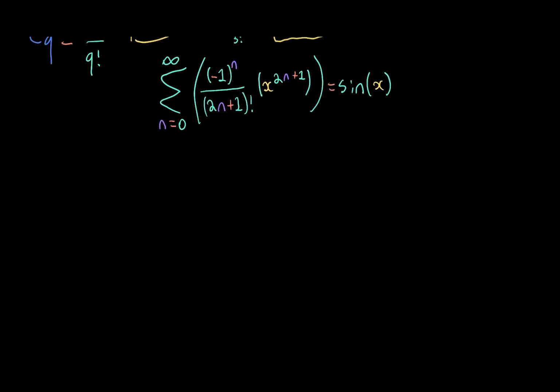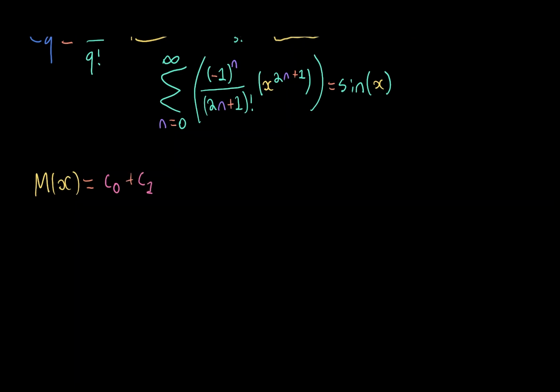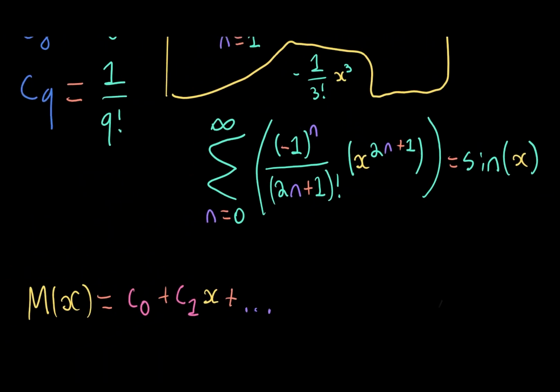Now let's generalize our Taylor or Maclaurin series formula. So remember how we wrote m of x is equal to c0 plus c1 times x plus c2 and so on, okay? How would we generalize this in the summation notation?